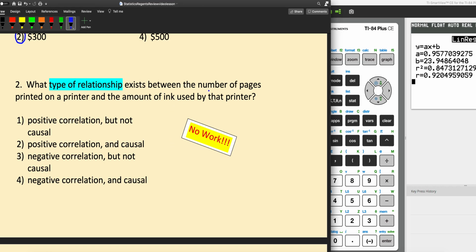Now remember, think about it. As you print pages, you're going to use ink. So as the X value increases, so does the Y value. Well, what do we say about that? As X increases and Y increases, we know that is a positive correlation. Since we know it's positive because both of these variables are increasing, we can get rid of 3 and 4. Now the Regents says this, it says, but not causal and causal. Well, if you have to use ink to print your pages, then it is absolutely causal, so your answer here is choice 2. Because guys, without ink, you are not printing any pages, all right? So there's another very simple one that takes no work. You just had to think logically.